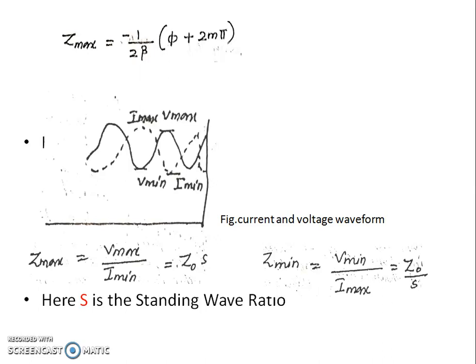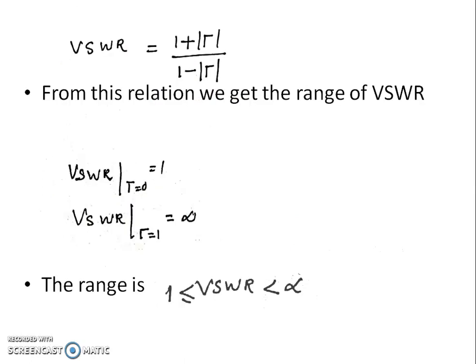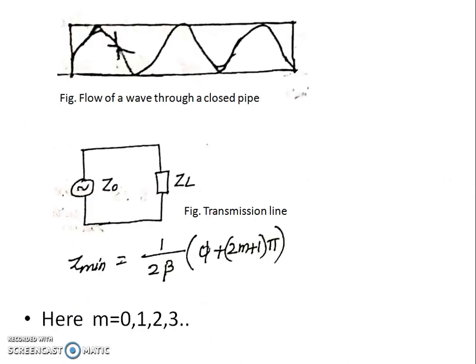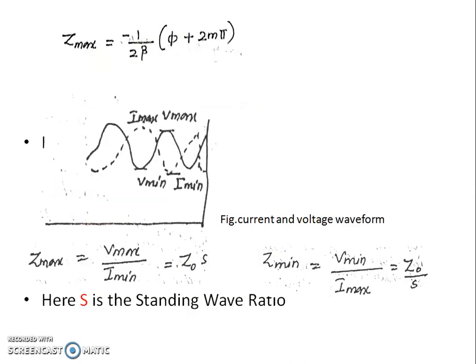This shows that at the length of the conductor where the impedance is maximum, at that point the voltage should be minimum. So we can get the value of Vmax and V minimum in this way. And the ratio of Vmax to V minimum is known as the voltage standing wave ratio. And next we have to find out the relation between Vmax, Imax, and V minimum and I minimum.